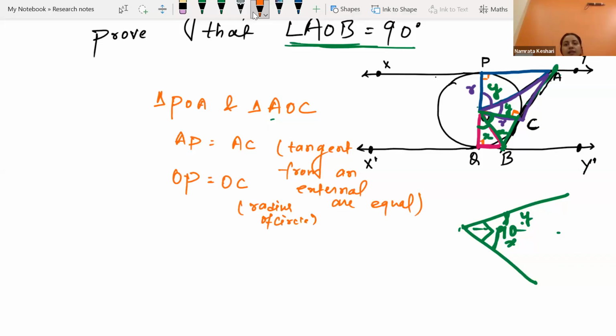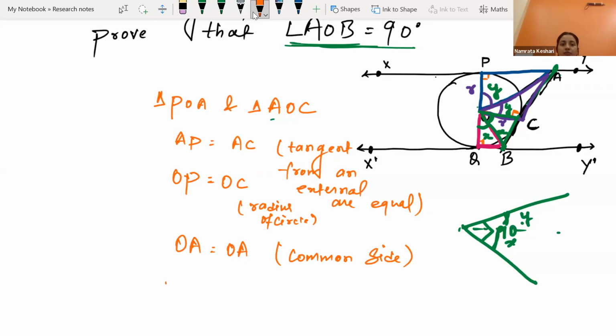And what else? 90 degrees, 90 degrees. Or another side, there is a common side also, that is OA. OA is the common side. Whatever you want to use, we say these two are congruent. So triangle POA and AOC.